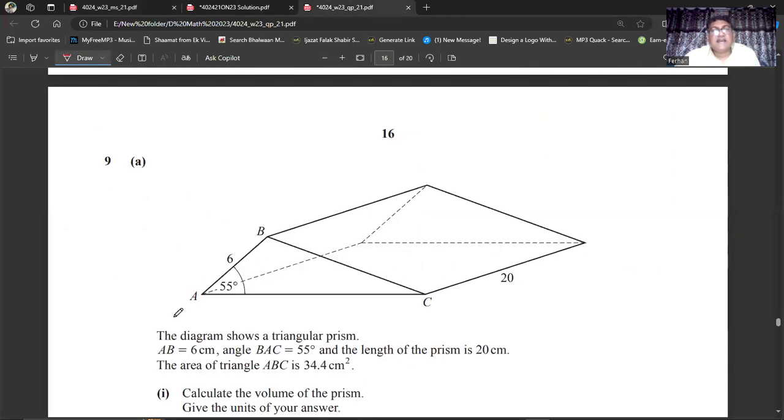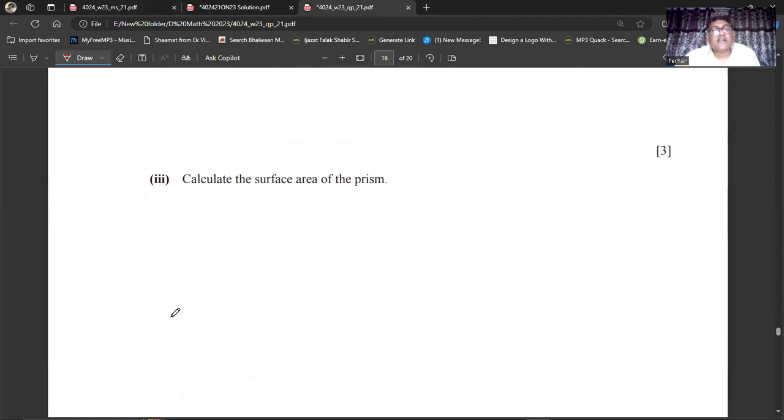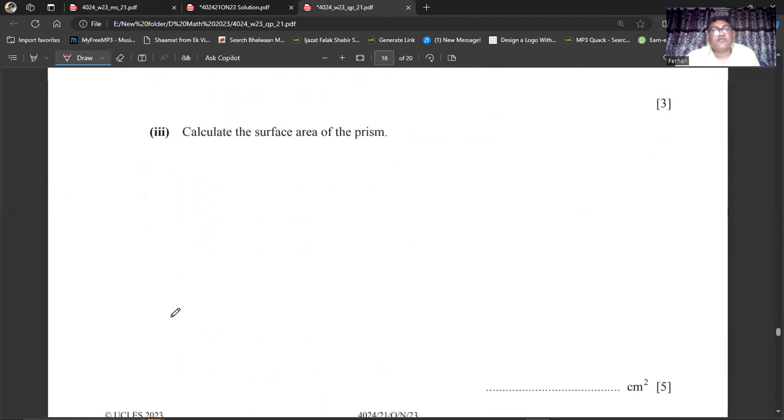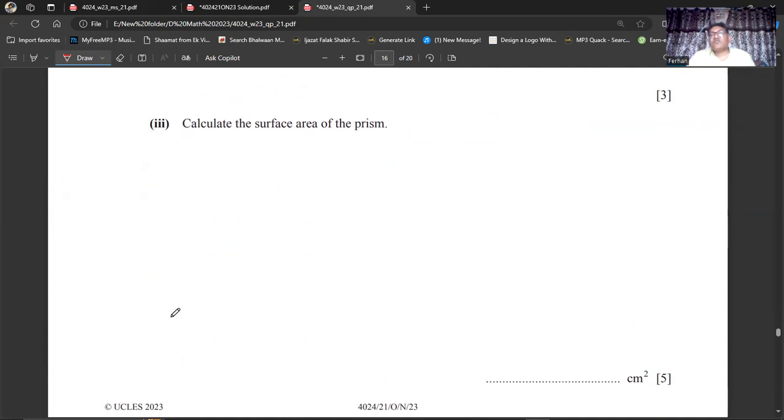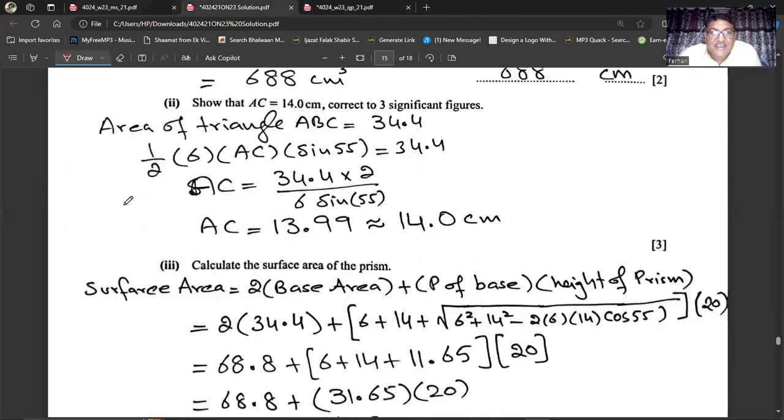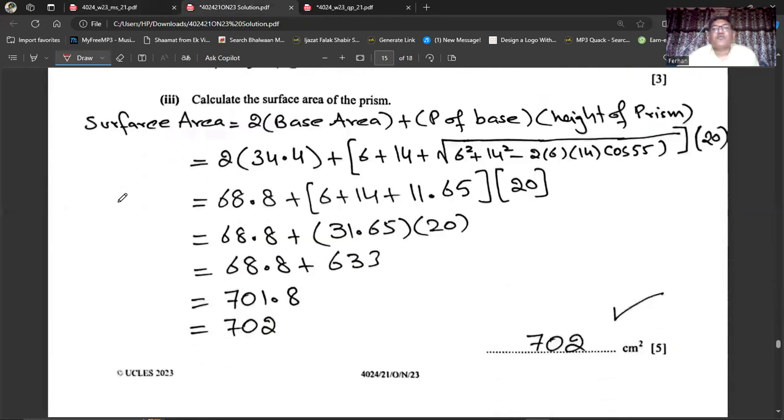Okay. Then they ask us to calculate the surface area of the prism. And it's a 5 marks question. The surface area of the prism formula is that 2 times the base area plus the perimeter of the base multiply the height of the prism. And this is the formula showing up on your screen. The surface area of the prism is equal to 2 times the base area plus the perimeter of the base multiply the height of the prism.